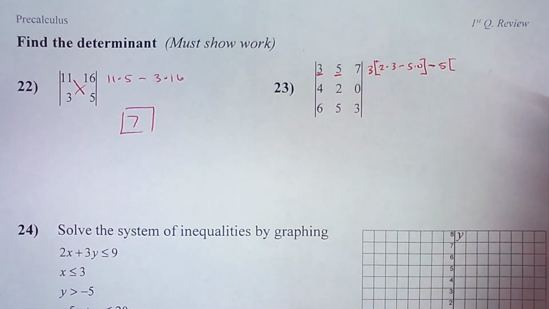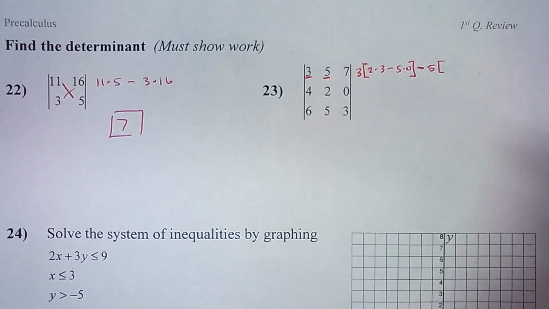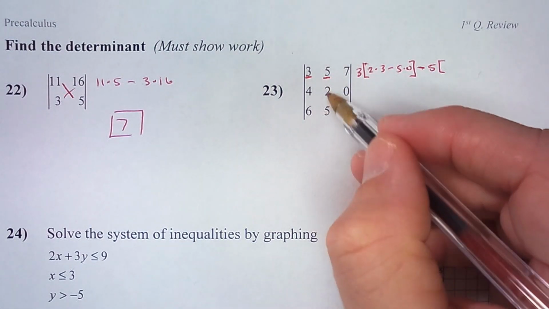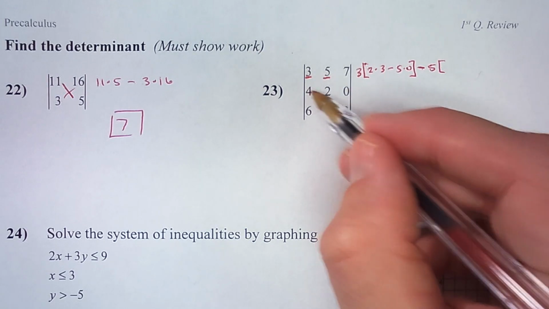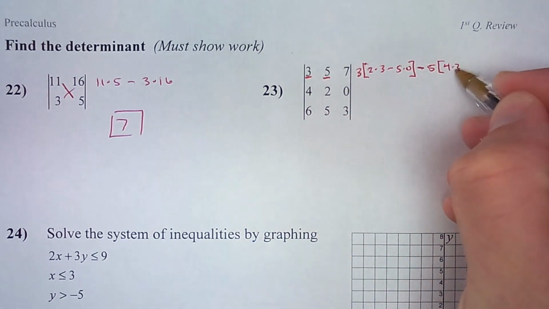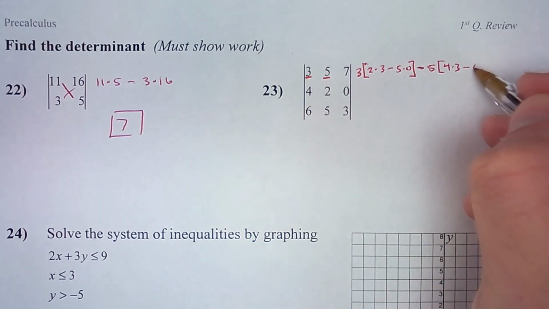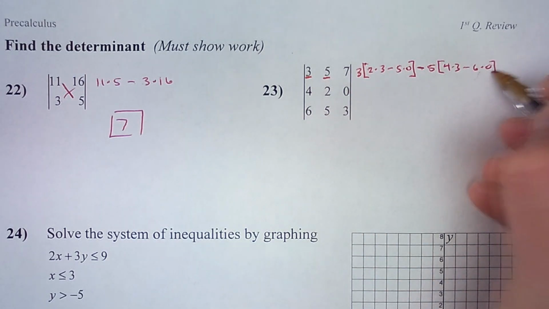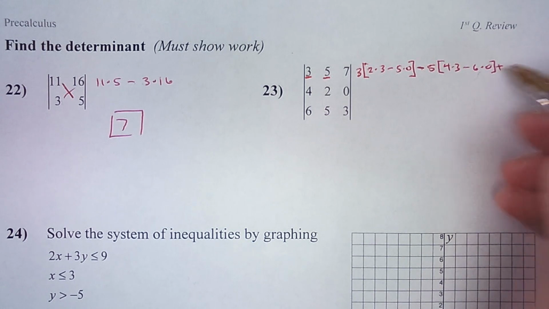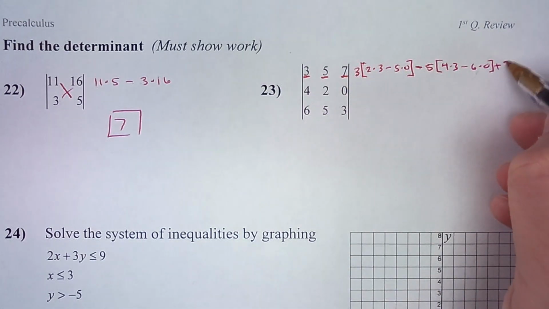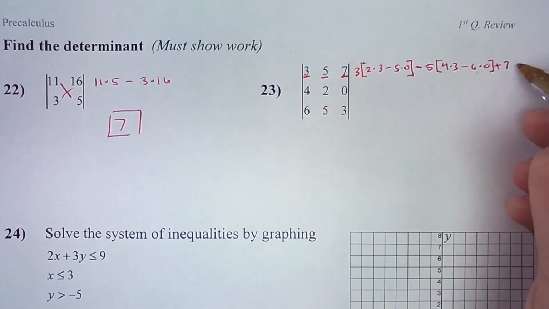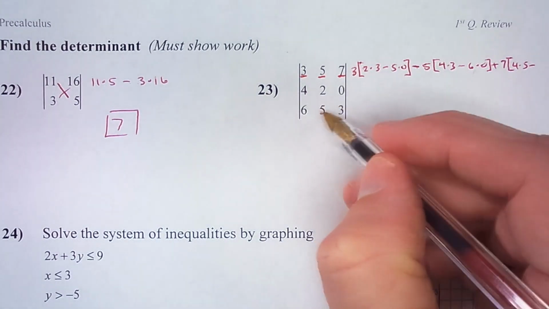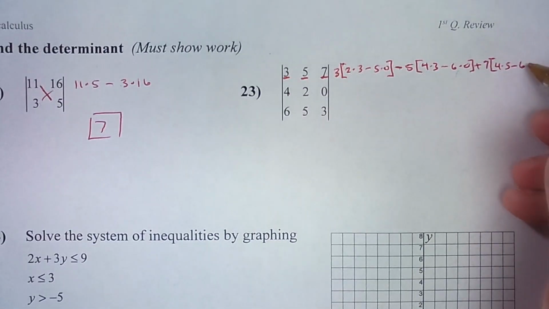5 times, and then I do a second order determinant. But I don't use the middle column this time because I use that up here. I use the 4, 6, and 0, 3. So 4 times 3 minus 6 times 0. And then I add, and then I use the 7. And that's in the third column, so I use the first 2 columns. 4 times 5 minus 6 times 2.